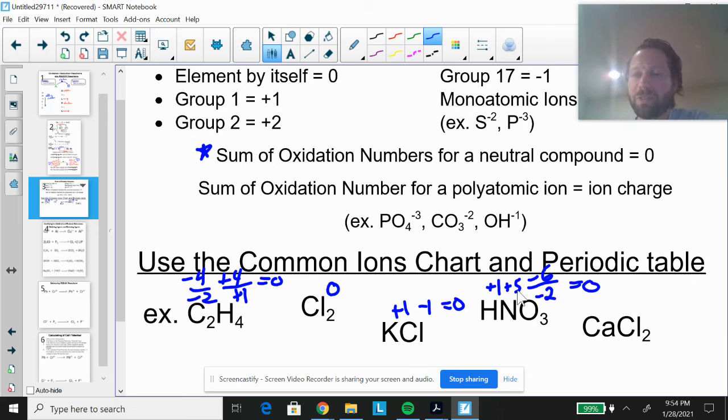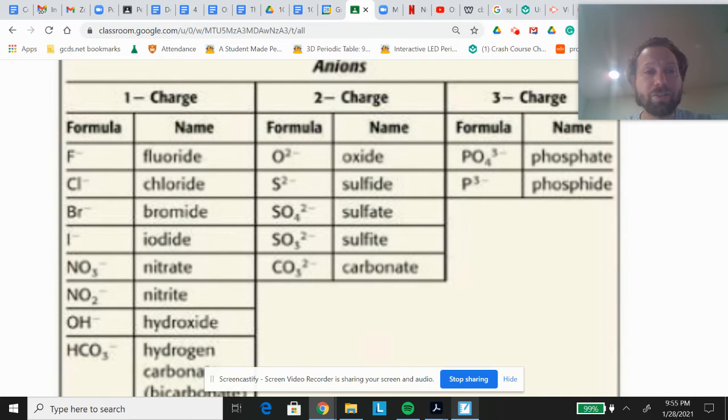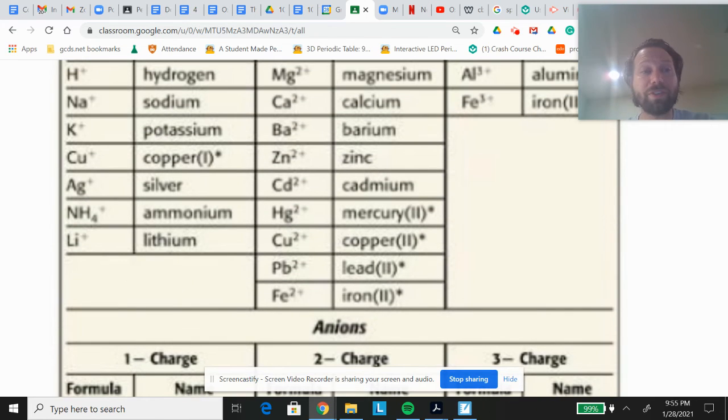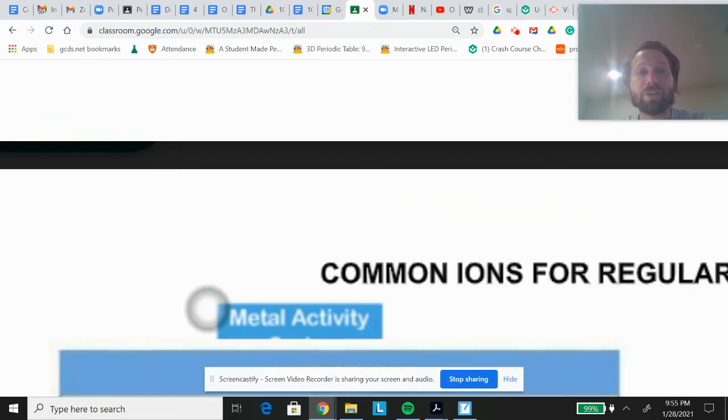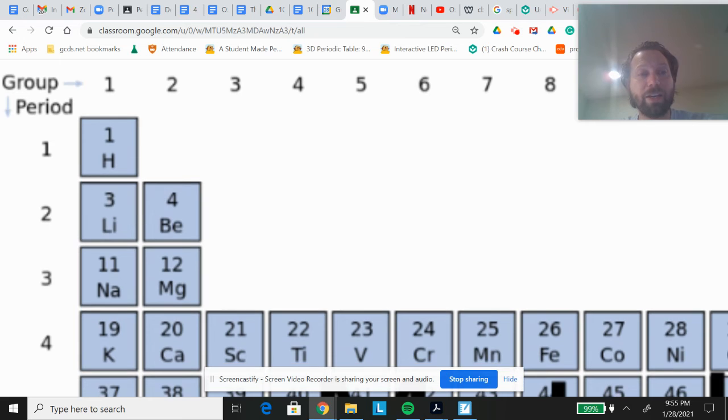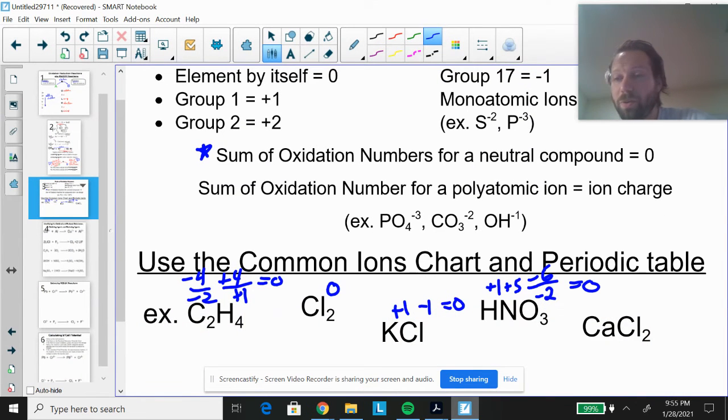And last but not least, we have calcium chloride. And in this case, again, these are on the common ions chart. So chloride, Cl, is -1. It's also in group number 17, which we know is -1. And calcium is +2. It's also in group number 2, right here. And so we write +2, and then each of these is -1, but there are 2 of them. So total it's a -2. That equals 0, and we're happy.